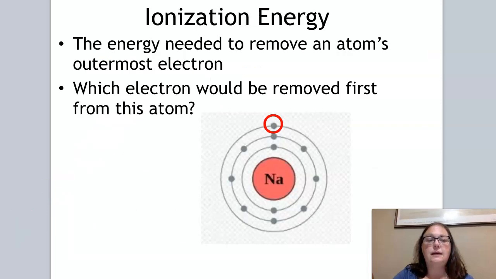All right, so ionization energy is the next trend we're going to look at, and it's the energy needed to remove an atom's outermost electron. So in the case of sodium here, the easiest to remove electron would be the one that is farthest away, right? So the ionization energy would be the energy it takes to remove that electron from this sodium atom.